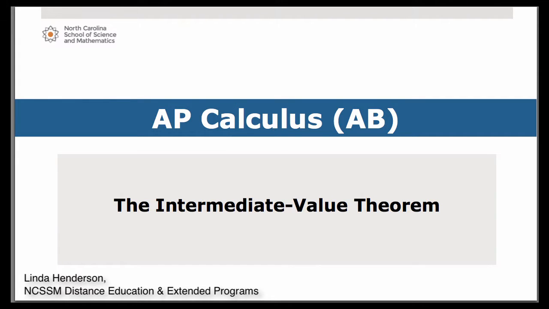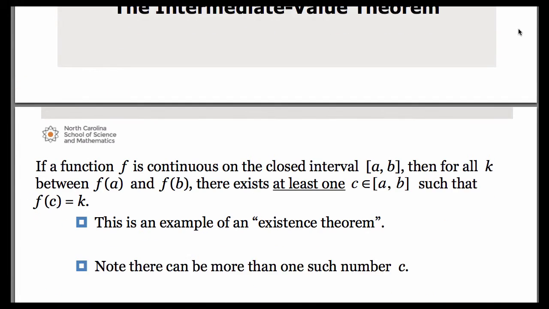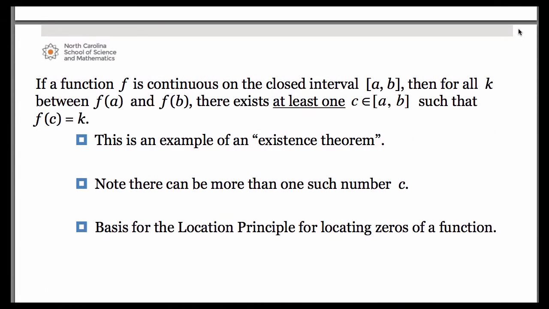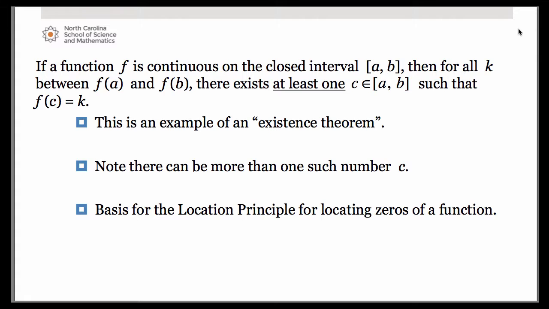Today we're going to talk about the intermediate value theorem, one of the most fundamental theorems in calculus. What the theorem states is that if a function f is continuous on a closed interval from a to b, then for all k between f of a and f of b, there exists at least one value of c that is an element of the interval from a to b such that f of c equals k. And we're going to look at this graphically in just a second.